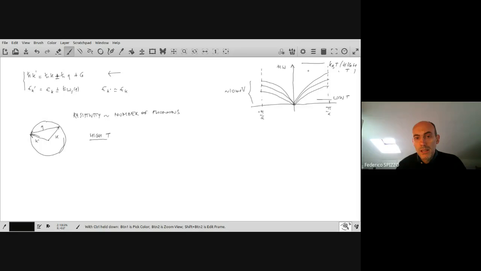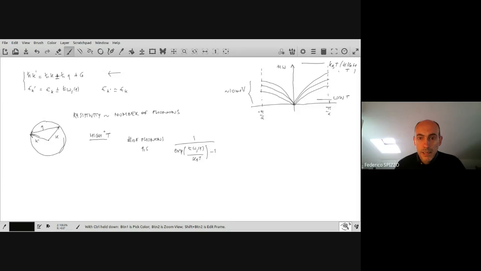In this picture, if we want to know what is the number of phonons that we have in the system, we may use the Bose-Einstein distribution function to estimate it. So the number of phonons that correspond to a specific wave vector q and polarization s is given by 1 divided by the exponential of h bar omega_s(q) divided by k_B T, minus 1. So, using the Bose-Einstein distribution function.